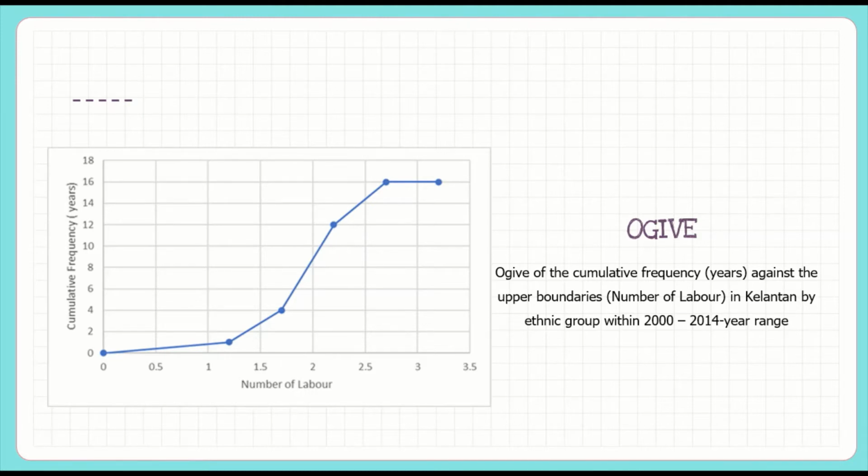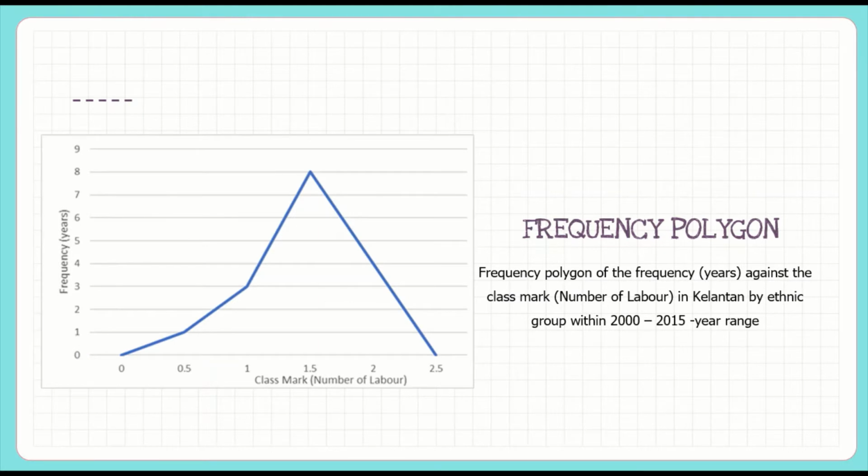In the next slide, graph 3.1 shows the OGIF obtained from the retrieved data of employed persons by ethnic group in Kelantan within the 2000 until 2015 year range. The y-axis is the cumulative frequency, which is the year, and the x-axis is the upper boundary, which is the total employed person.